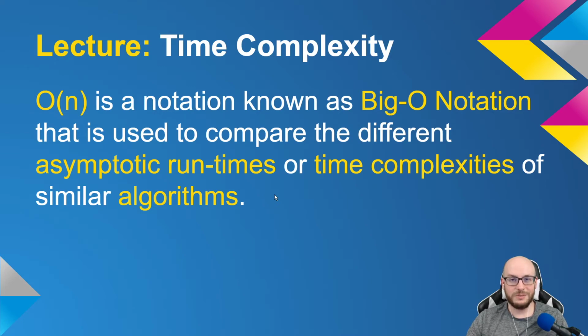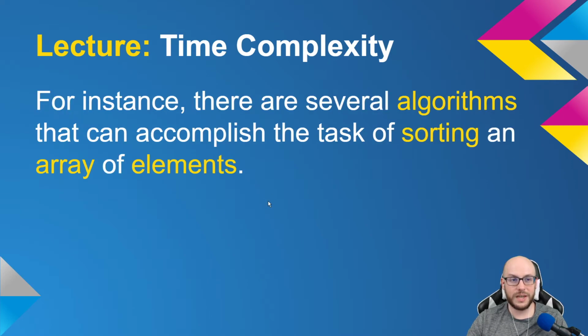Maybe you just didn't recognize that you were doing it. Basically, every program that we have written is ultimately an algorithm, right? It's a step-by-step process used to perform a task. So let's take a look. For instance, there are several algorithms that can accomplish the task of sorting.